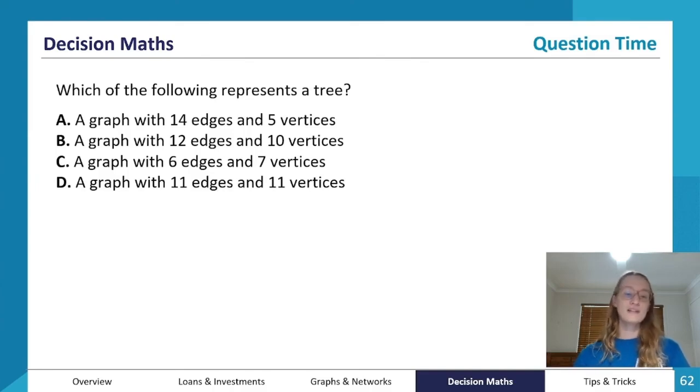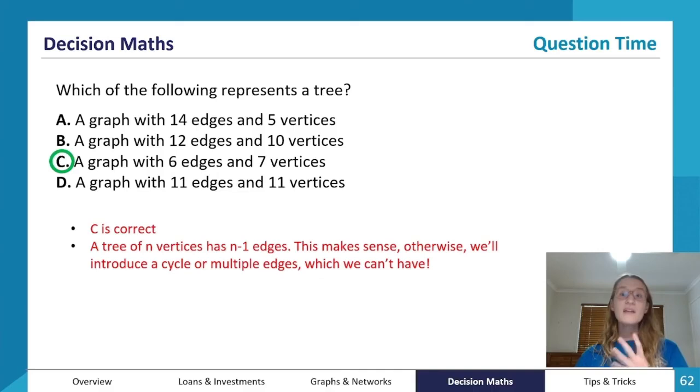So which of the following represents a tree? A graph with 14 edges, 5 vertices, 12 edges, 10 vertices, 6 edges and 7 vertices, or a graph with 11 and 11? So C, we can actually see is correct if we use that little rule that we talked about earlier, because we said that a tree of n vertices will always need n take 1 edges, because that's the number of edges required to connect in every vertex without introducing loops, multiple edges or cycles.